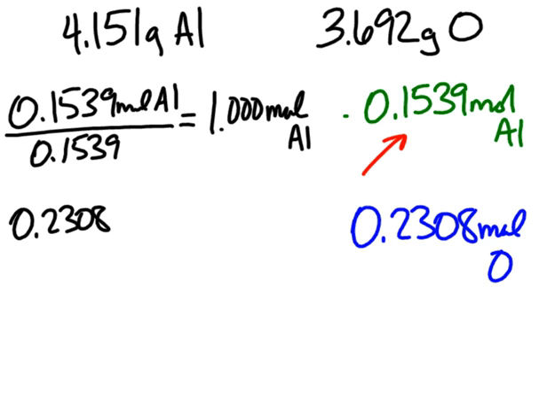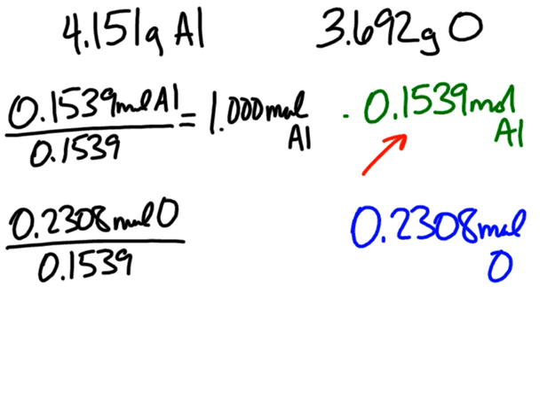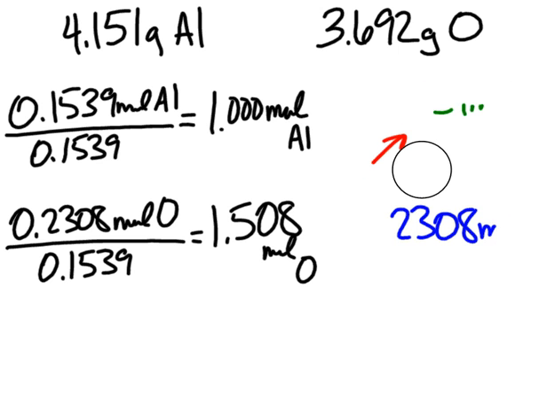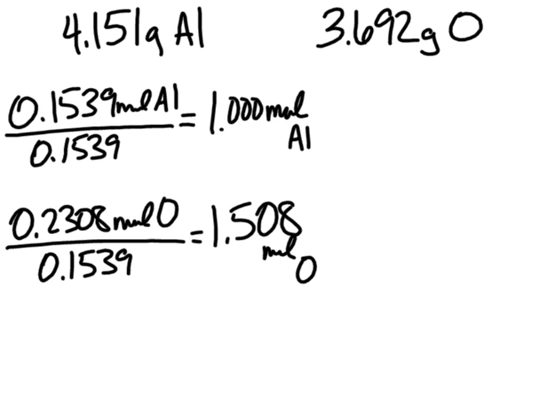I'll do the same thing down here for the oxygen, 0.2308 moles of oxygen, and I divide by 0.1539, equals 1.508 moles of oxygen. So now what this is telling me is that the molar ratio between aluminum and oxygen is 1 to 1.5. Now obviously this decimal right here can't stay there because we cannot have a subscript with a decimal point.